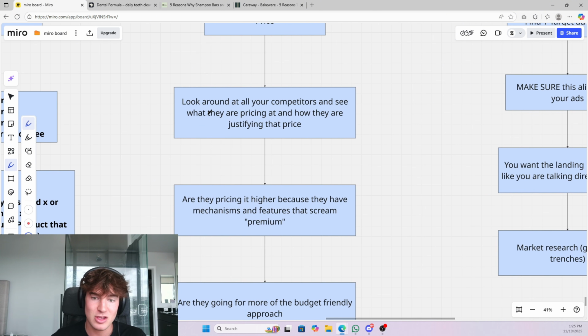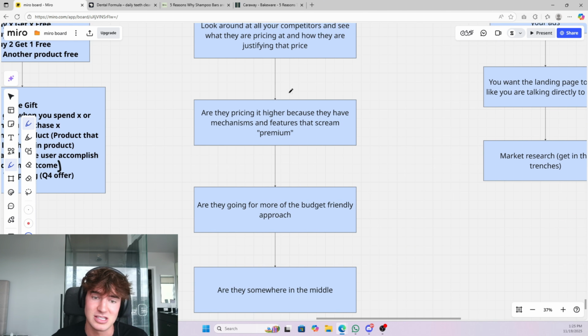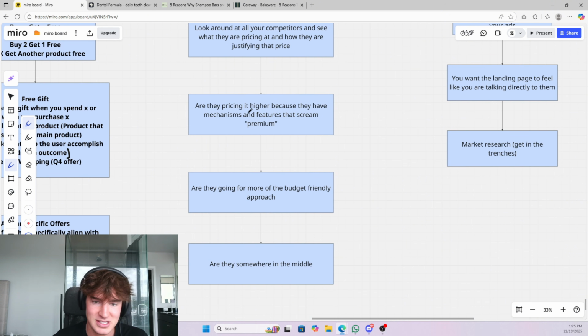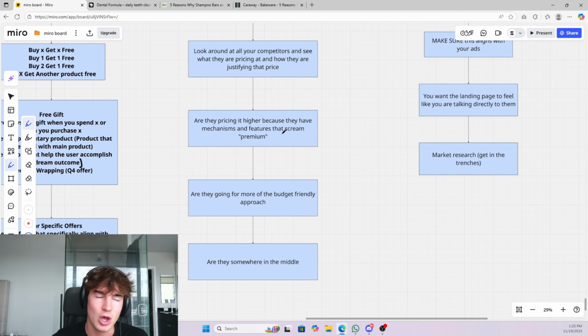One thing you can do is look around at all your competitors and see what they're pricing their product at and how they're justifying that price. Let's say they're pricing it really high. Are they pricing it higher because they have mechanisms or features that scream premium? What are they trying to sell it as? Are they trying to sell it as more of a premium item? If that's the angle you want to take with your brand, then look at the things they're doing to get across to the customer that their product is premium and justifies the price.